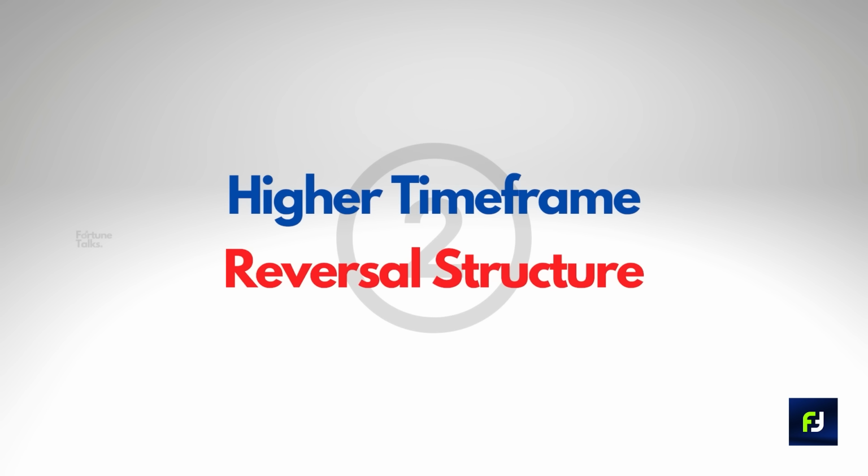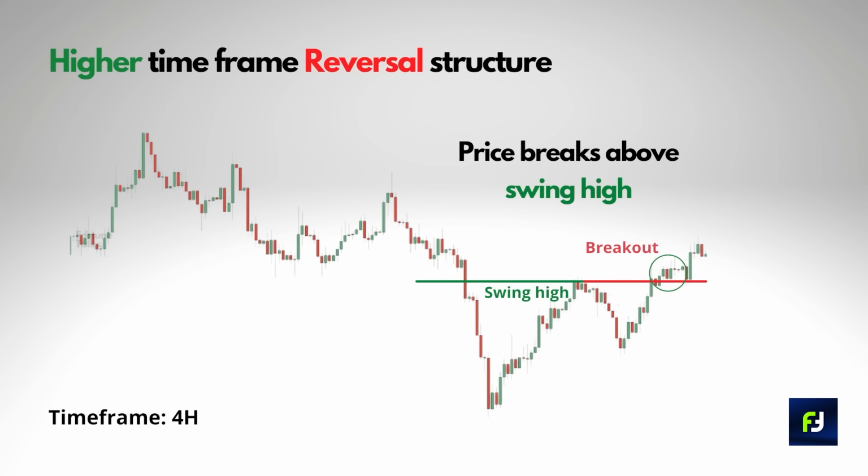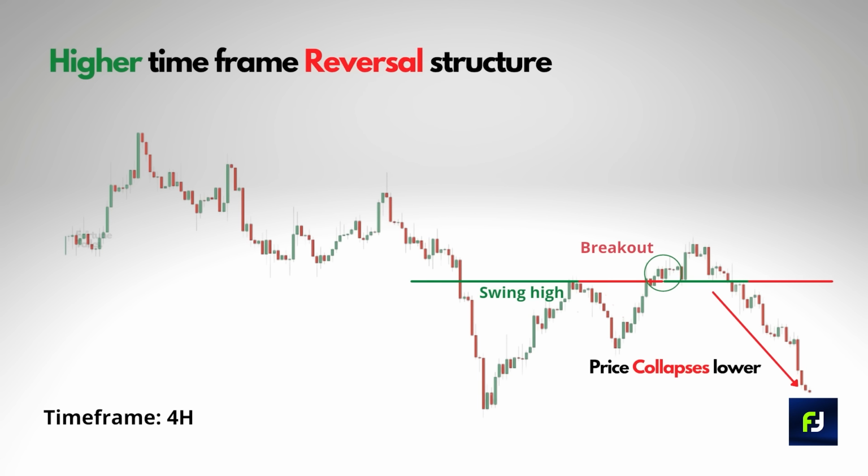Now the second strategy is the higher time frame reversal structure. In a market, it's very important to pay attention to where you are in terms of the big picture, or simply you should pay attention to what the higher time frame is doing. This is where the higher time frame reversal structure comes in handy. In this example, the price apparently breaks above the swing high and then it collapses lower below the support level. At this point, a lot of unaware traders would have bought the breakout on the upside only to get caught on the wrong side. And why is that?